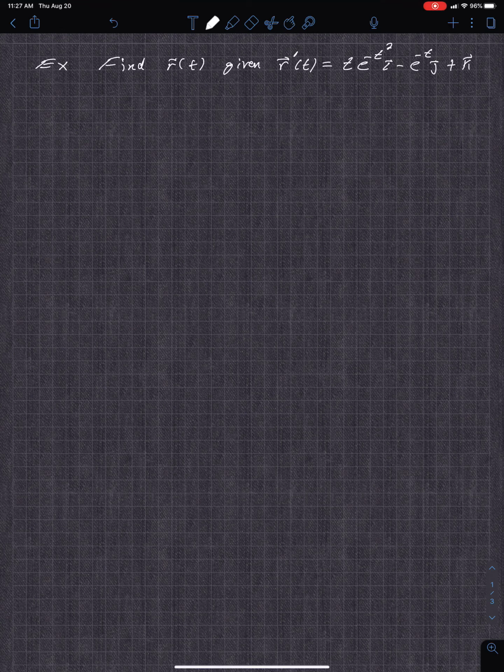But you're also given that R of 0 is equal to a half i minus j plus k. So that's your initial condition. Now we're not going to look at this quite in this form. This is the vector valued function form, but the process and concept are really the same: you're given the derivative, or the differential, and you want to work backwards to find the function. So our goal is to find the function.